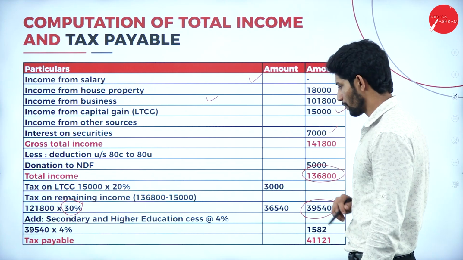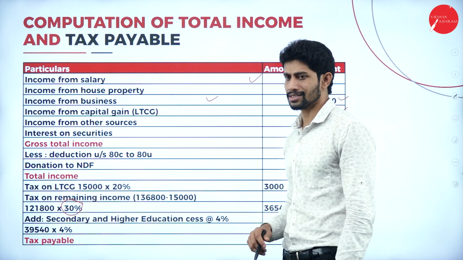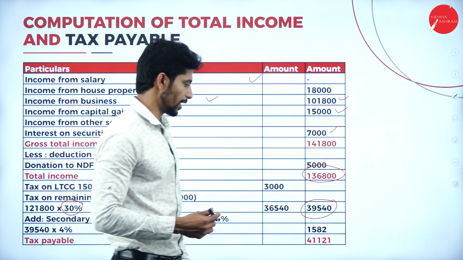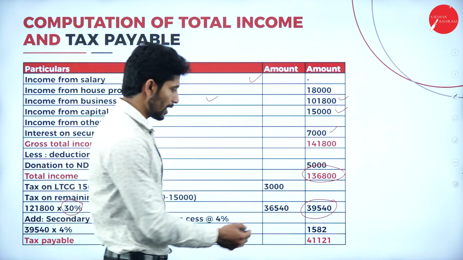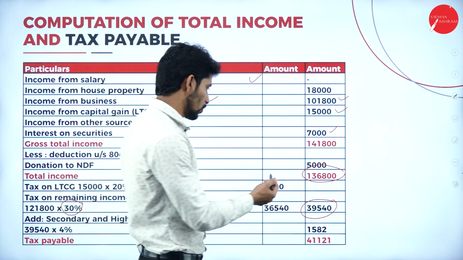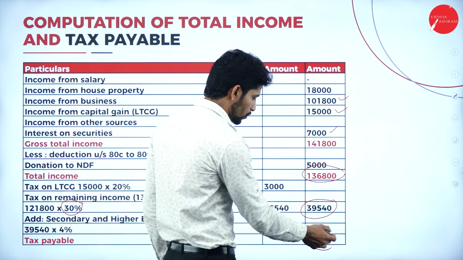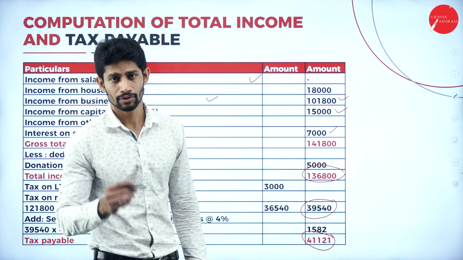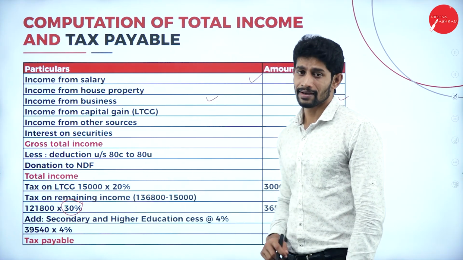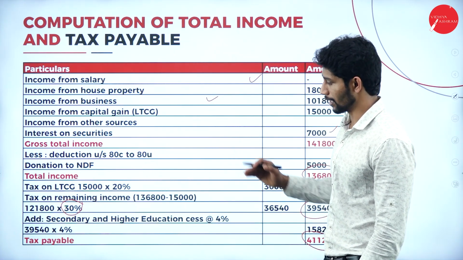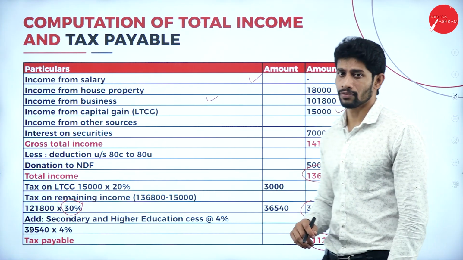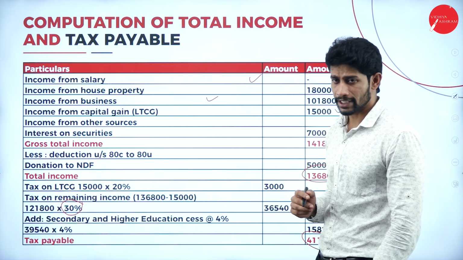On this 39,540, compute education cess at 4%. You will get 1,582. Add this 1,582 with 39,540, you will get 41,121. That 41,121 is called tax payable. So under this particular problem, the tax payable is rupees 41,121.